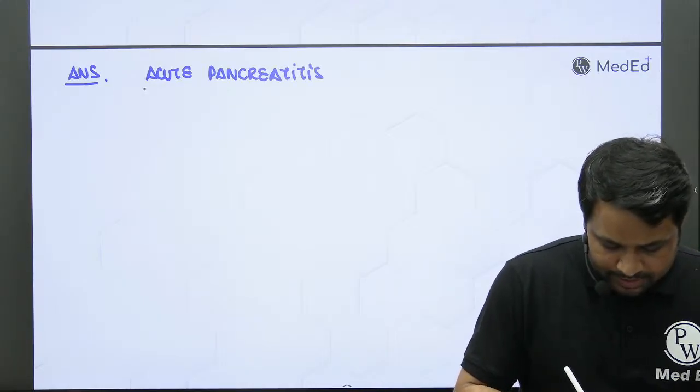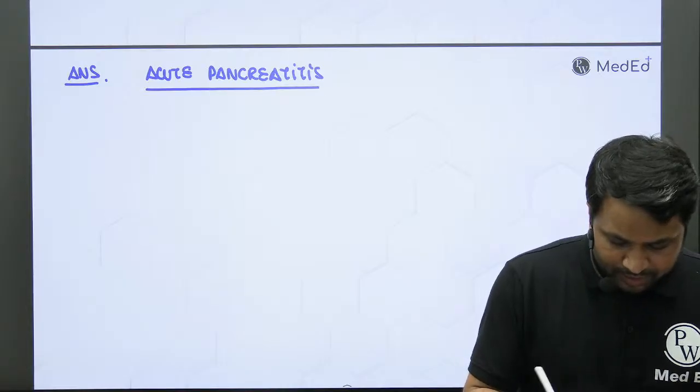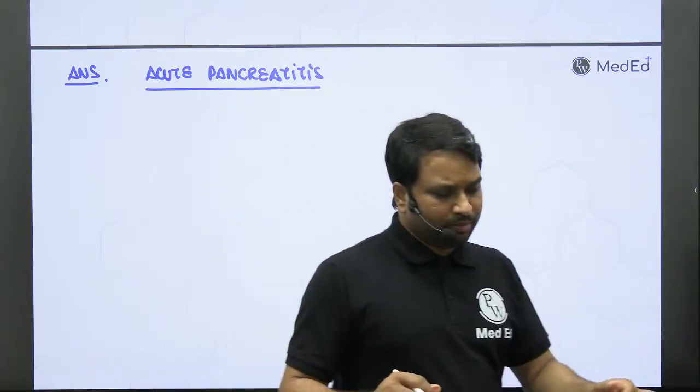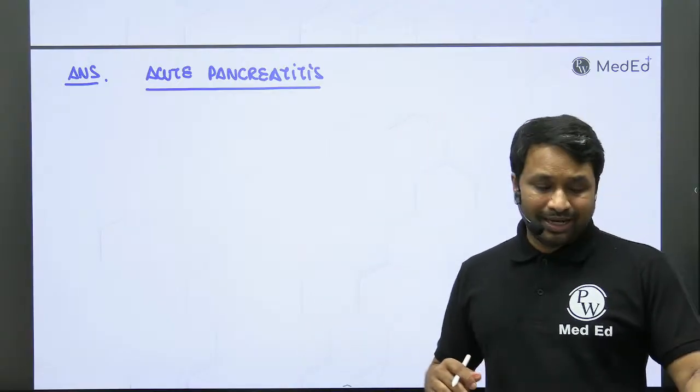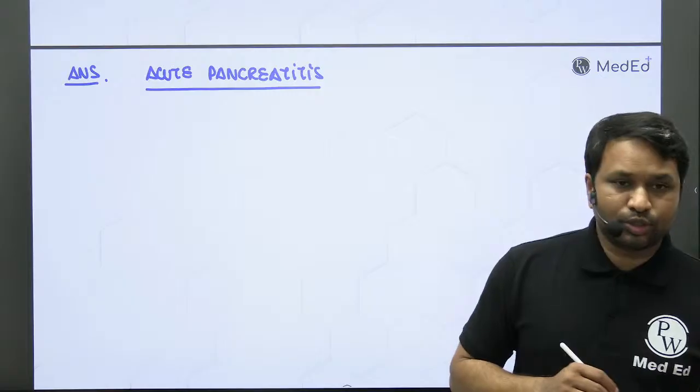Now when I say acute pancreatitis, it is defined as acute inflammation of the pancreas. It's simple, nothing more than that. So an acute inflammation of the pancreas. Now we need to know what leads or what causes this acute inflammation of the pancreas that usually occurs, right?